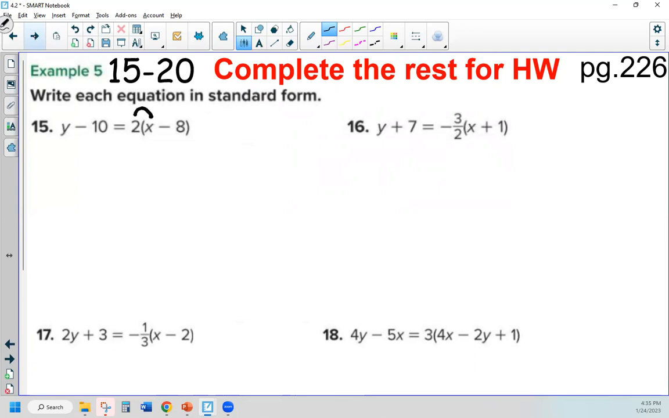So the first thing that I see here would be the distributive property. I'm going to have y minus 10 equals 2x. 2 times negative 8 gives me negative 16. Okay, what do I want to do now? I want to do 2 things.